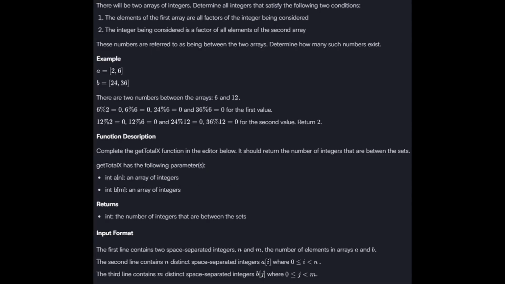There will be two arrays of integers. Determine all integers that satisfy the following two conditions. First condition, the elements of the first array are all factors of the integer being considered. Second condition, the integer being considered is a factor of all elements of the second array. These numbers are referred to as being between the two arrays. Determine how many such numbers exist. Write to it.